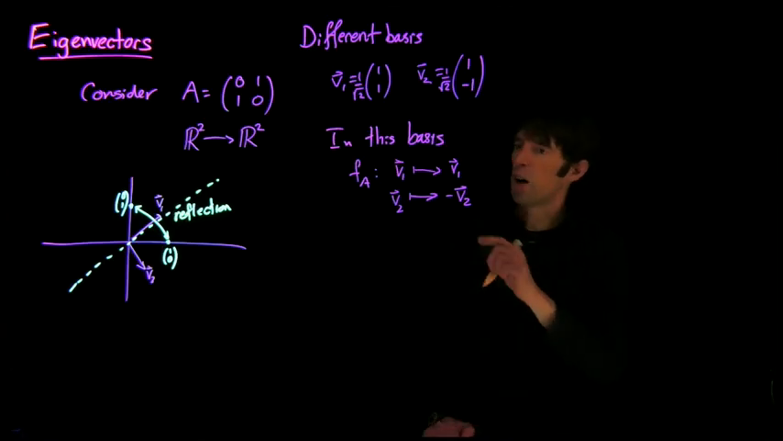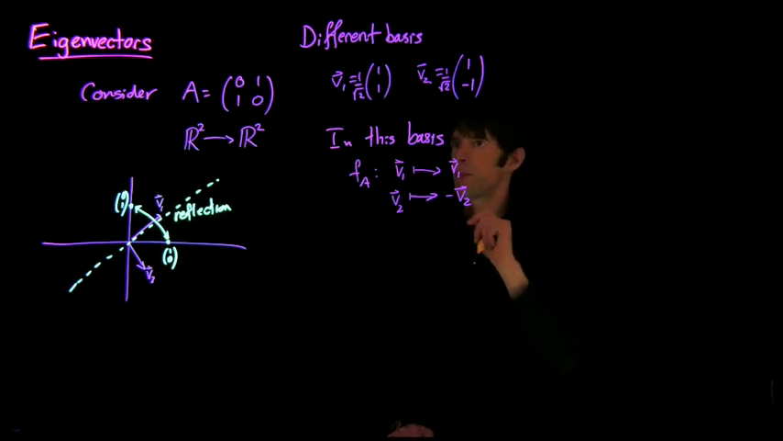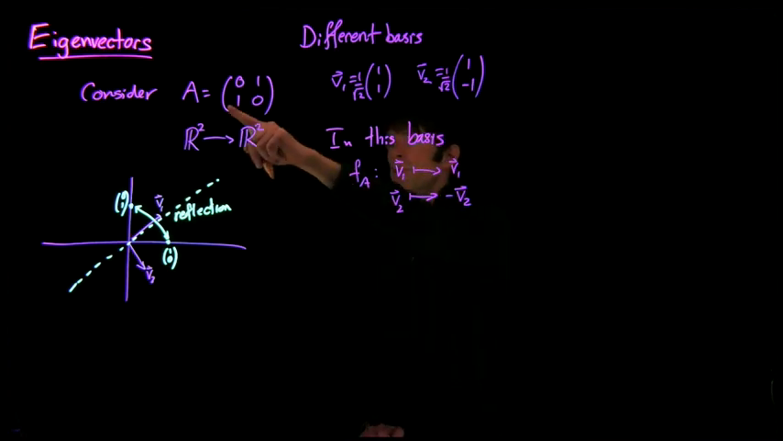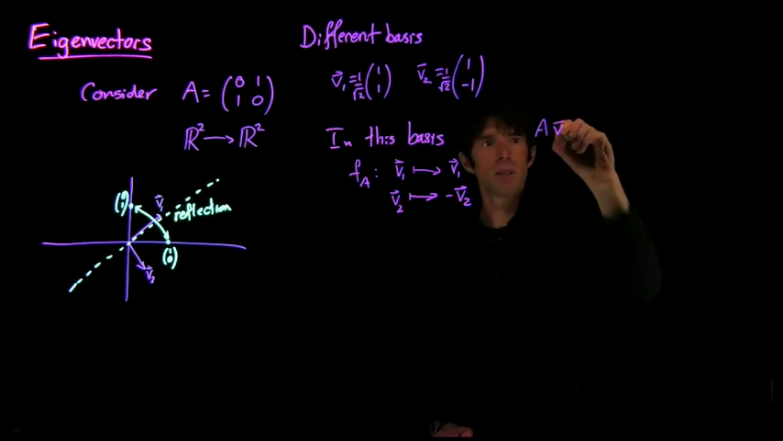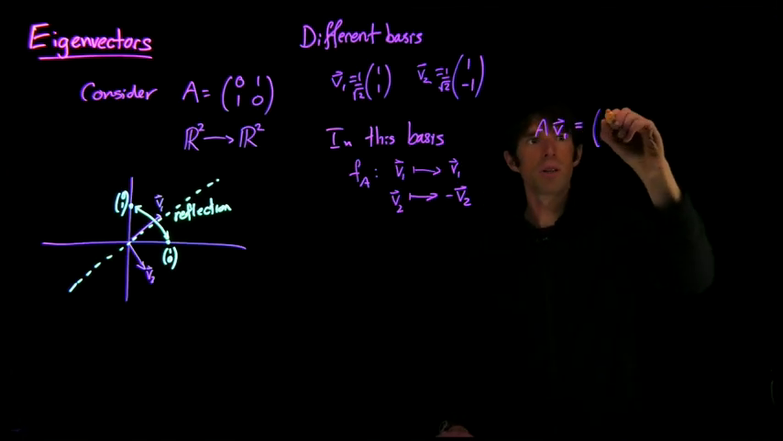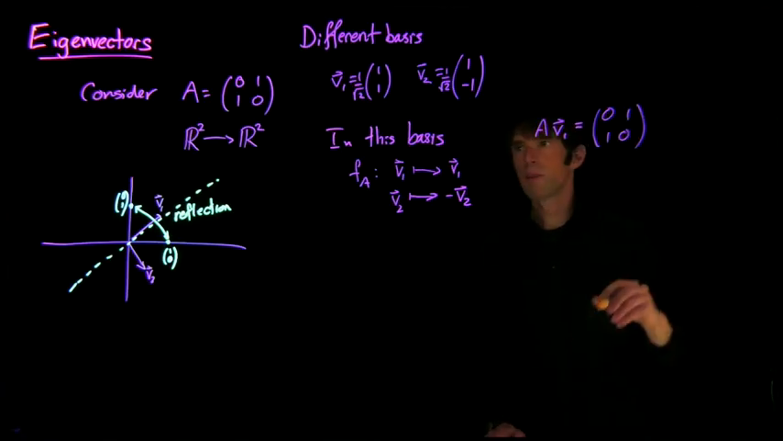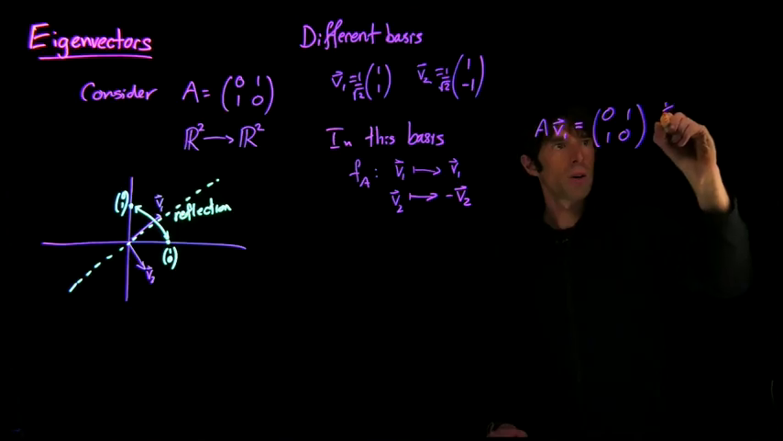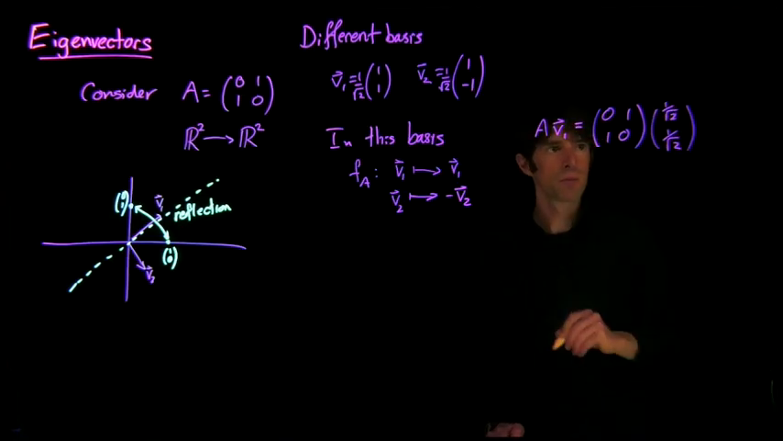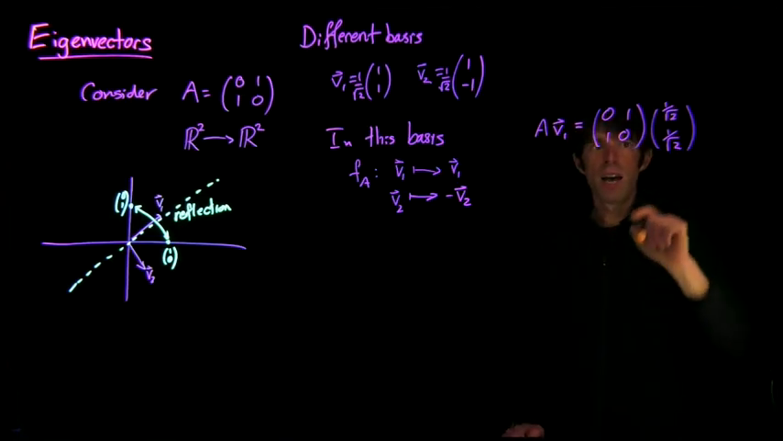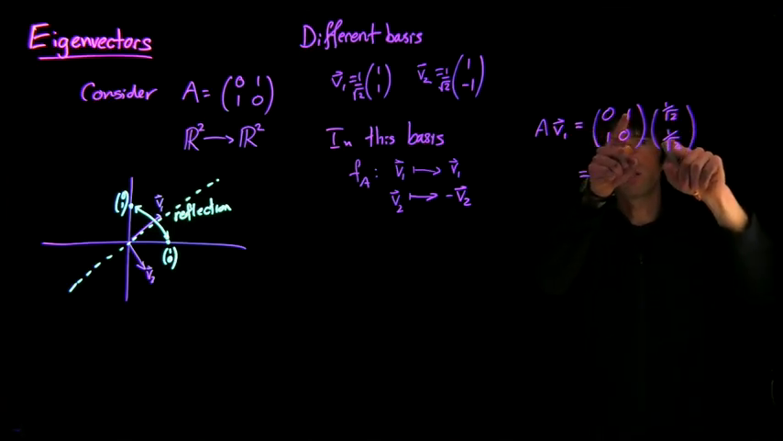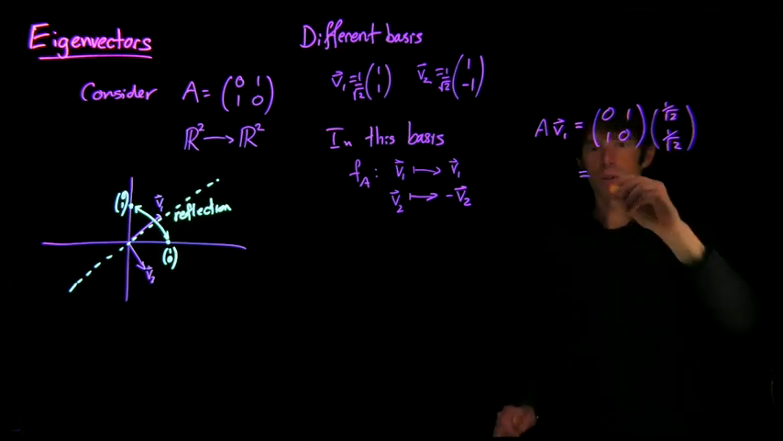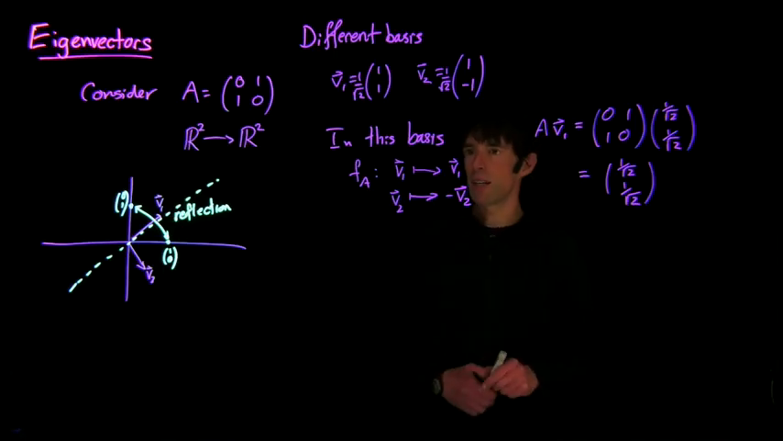OK, so I just worked this out geometrically. If you want, you could instead calculate this by doing A times each of these vectors. So let's check at least one of these. A times v1 is equal to 0, 1, 1, 0 times 1 over square root of 2, 1 over square root of 2. So this is my vector v1 here. And when I multiply this out, I will get, for the first component, 1 over square root of 2, and for the second component, 1 over square root of 2. OK, so this is what this linear transformation does.